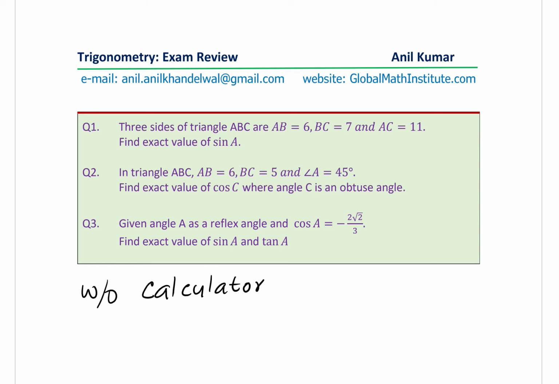Question 3. Given angle A as a reflex angle and cos A equals minus 2 square root 2 over 3, find the exact value of sine A and tan A. So let's look into these solutions one by one.